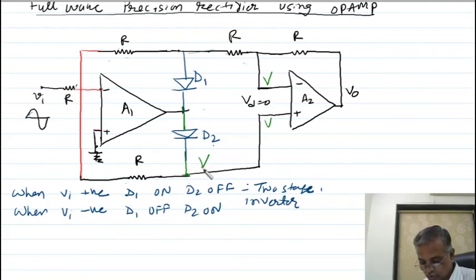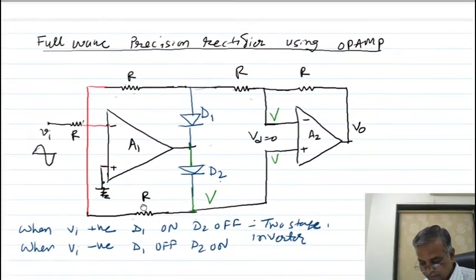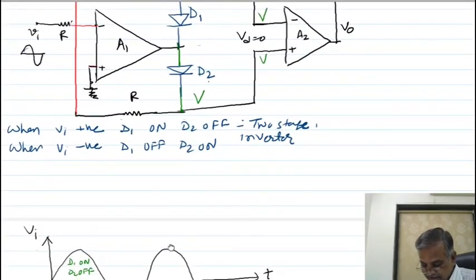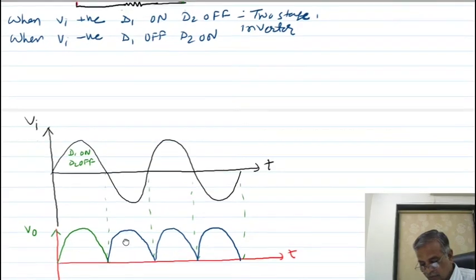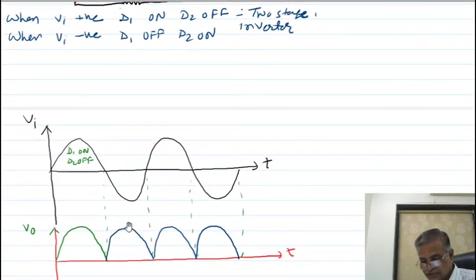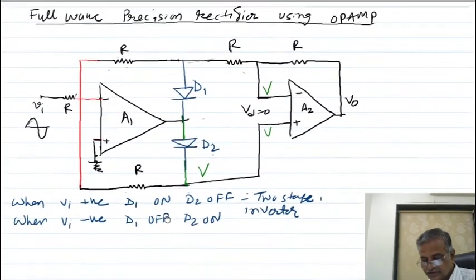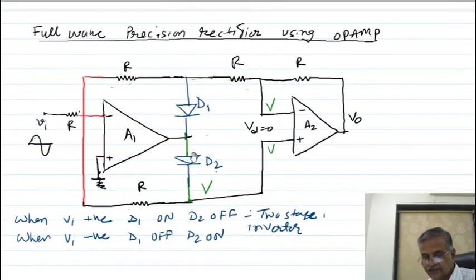This circuit is also known as an absolute value circuit. The reason is that if the input is negative, the output is still positive. Due to this reason, this circuit is known as an absolute value circuit. This is the explanation, meaning the working of the circuit. In this way, you can write the working of the circuit.